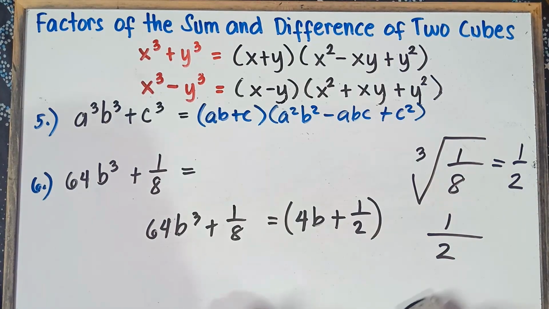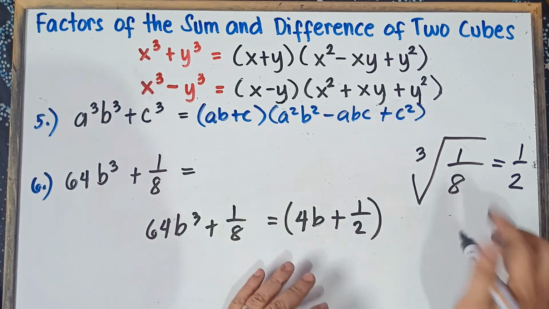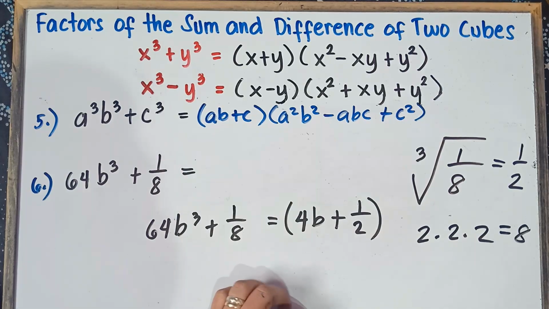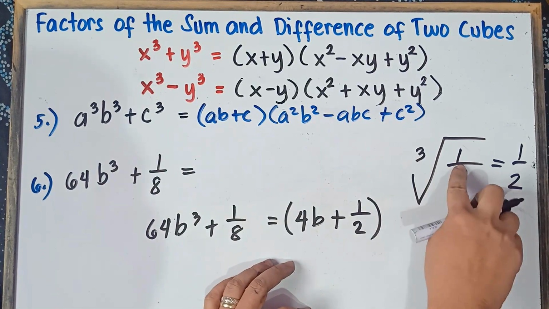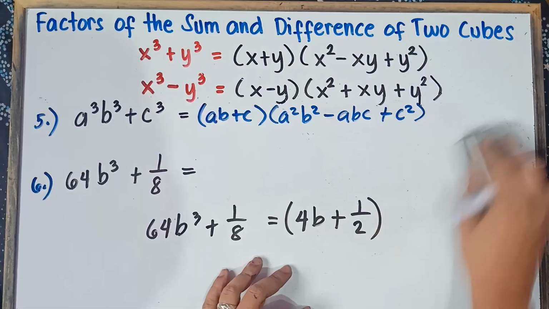Think of a number, class, that when you multiply it by itself 3 times, you will get 8. That's correct. That would be 2, right? 2 times 2 times 2 would be equal to 8. And the cube root of 1 is equal to 1, because 1 times 1 times 1 is equal to 1.